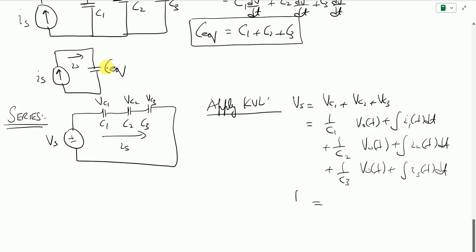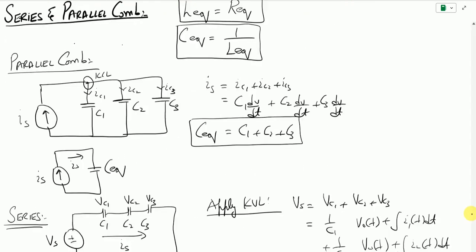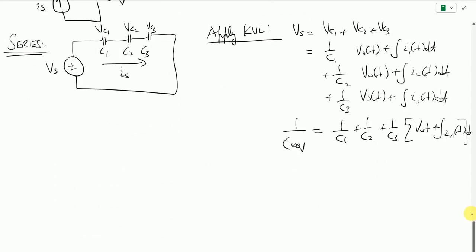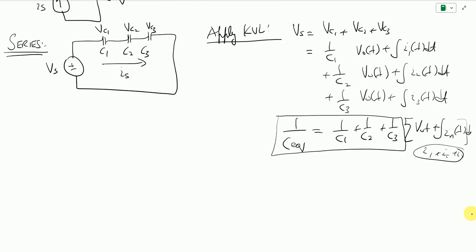and finally we can see that the equivalent capacitance for the series is opposite to what we saw with the inductor. It is going to be 1 by C1 plus 1 by C2 plus 1 by C3, and the rest of the equation will be, we can say, V naught of T plus, let's say, integral of In of T dt. So this In is normally I1 plus I2 plus I3. So this is the rest of the equation, but we are mostly interested in this equation, which is the equivalent of this one.